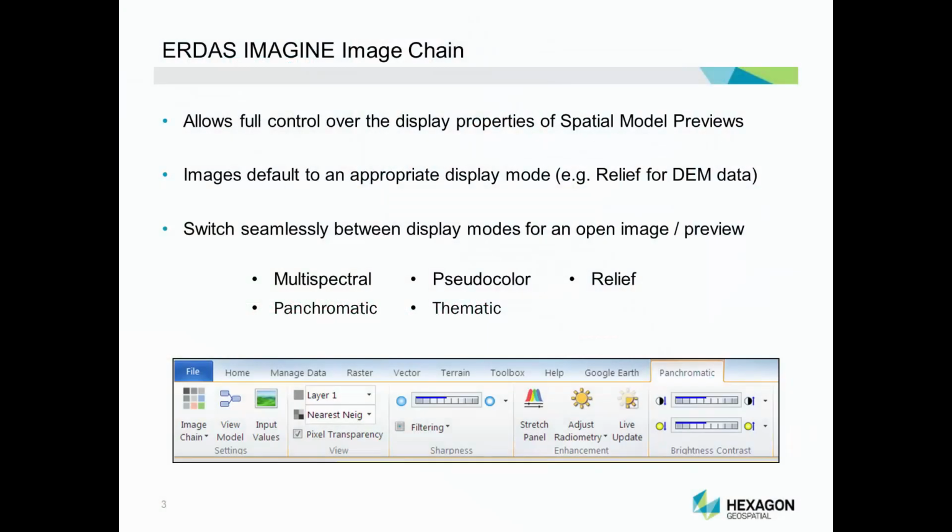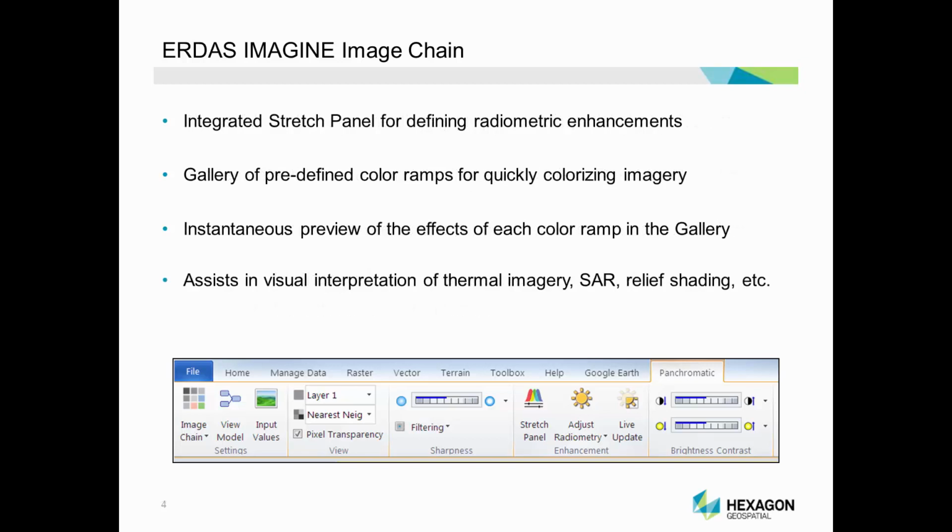The ERDAS IMAGINE Image Chain allows full control over the display properties of spatial model previews. Previews are loaded using an appropriate display mode. However, Image Chain provides a tool to seamlessly switch between display modes when needed. Display mode options, such as integrated predefined color ramps, are available through galleries with previews, making selections quick and easy. The options available through the Image Chain can make visual interpretation of many data types easier and more intuitive.